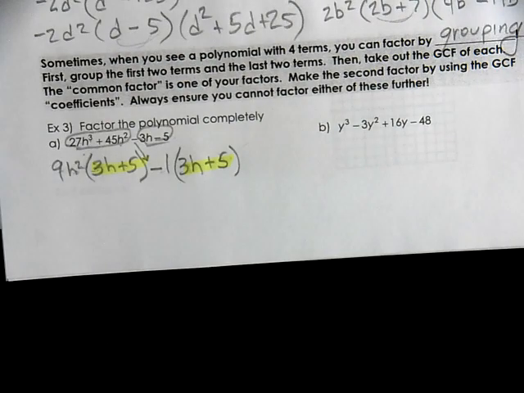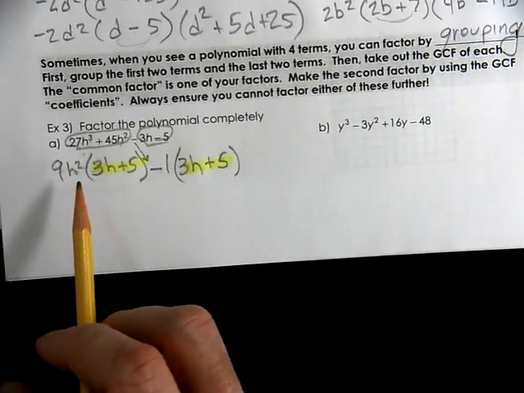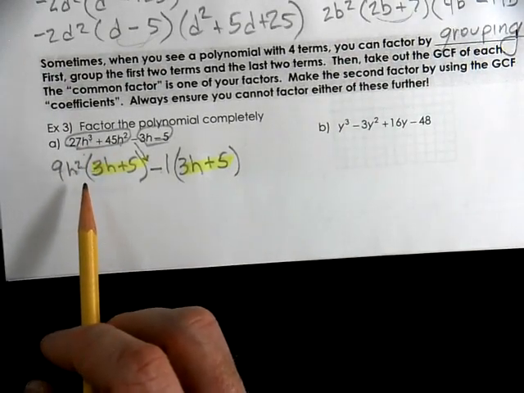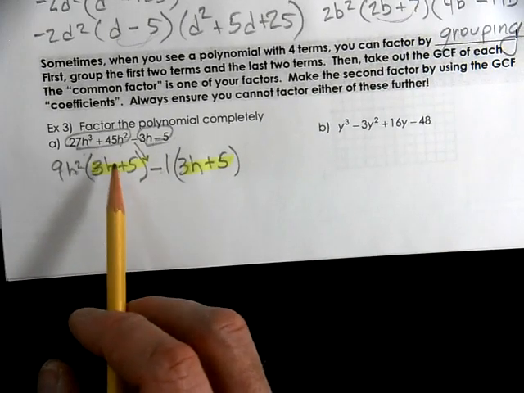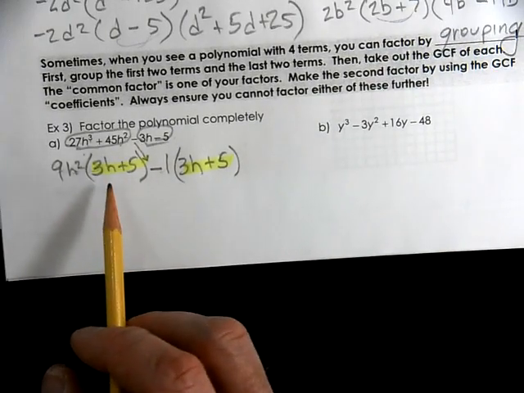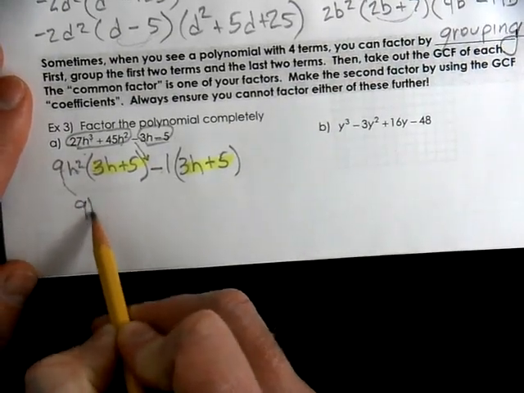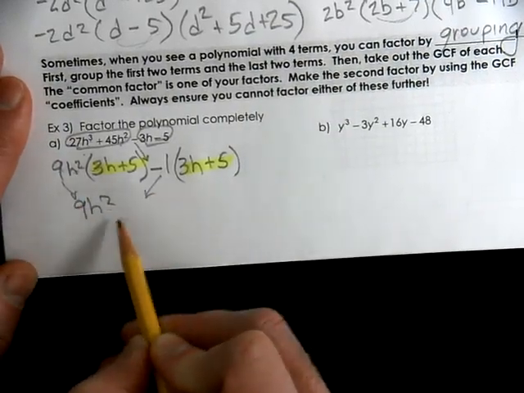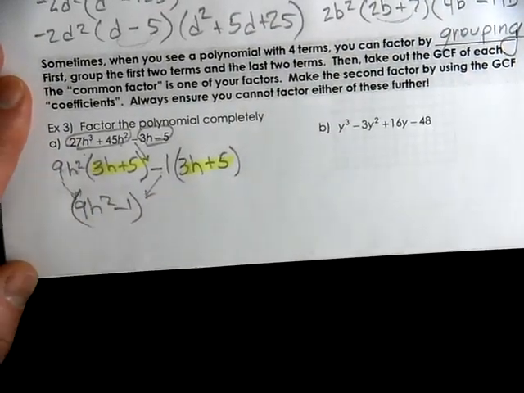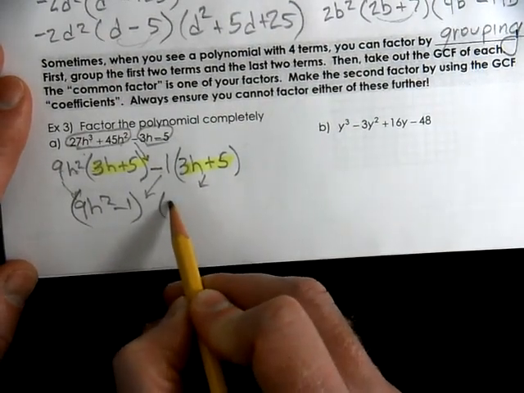They have to be exactly the same, or else factor by grouping doesn't work. Perhaps you pulled out the wrong GCF. That happens a lot. You pull out the wrong GCF, they're not going to match. So that helps remind you to go back and look. But write down your 9h squared. Write down your negative 1. And then write down one of the parentheses.